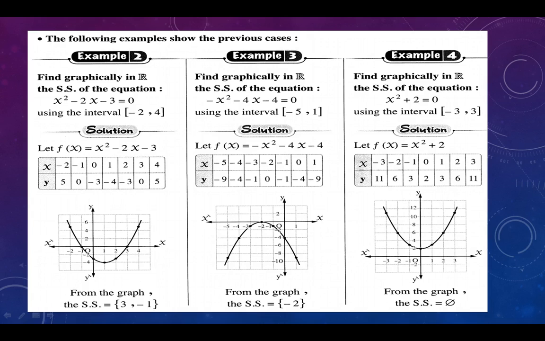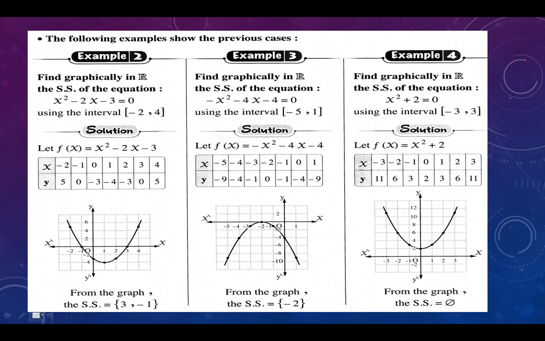Okay, here you can see that if you substitute x by -2, it will be -2 power 2, 4, -2 multiplied by -2 equals 4. So we have 4 plus 4 equals 8. 8 minus 3 will be equals to 5. Okay, and so on. If you substitute by -1, -1 power of 2 equals 1. -2 multiplied by -1 equals 2. Here 1 plus 2 equals 3. 3 minus 3 will be equals to 0.